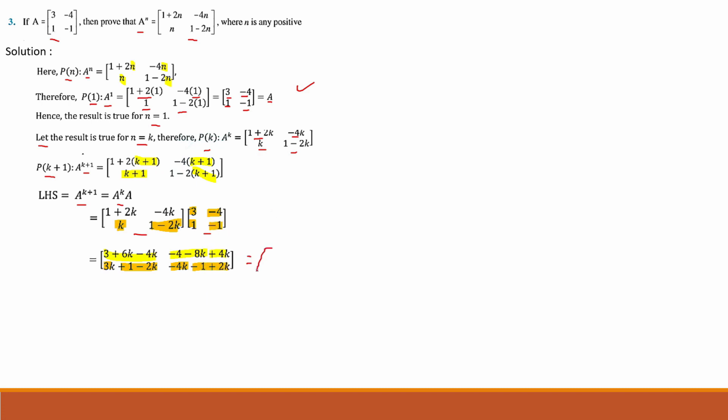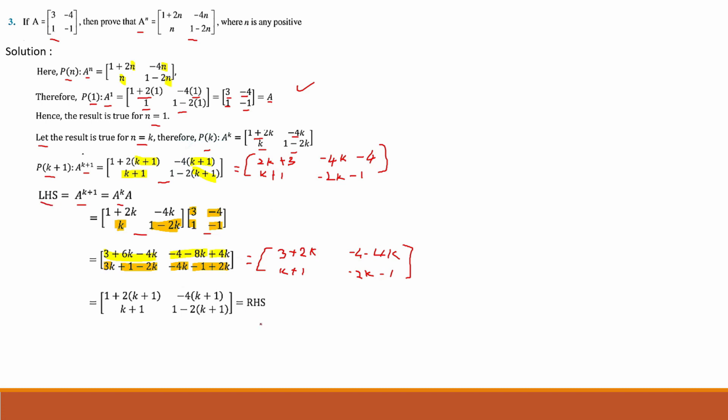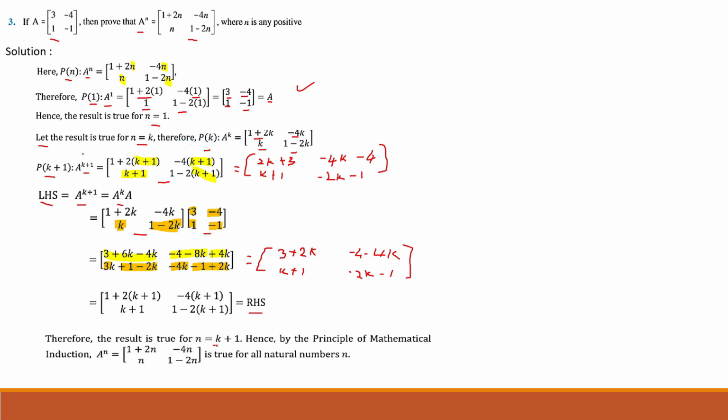So after solving this, it becomes 3 plus 2k minus 4k minus 4, k plus 1 and minus 2k minus 1. And ये right hand side वाले matrix को भी अगर हम लोग simplify करेंगे, so this will be 3 plus 2k minus 4k minus 4, k plus 1 and 1 minus 2k minus 2, which is minus 2k minus 1. That means LHS is equals to RHS. So therefore the result is true for n is equals to k plus 1. That means this equation is true for all natural numbers n. You can pause the video to note this down.